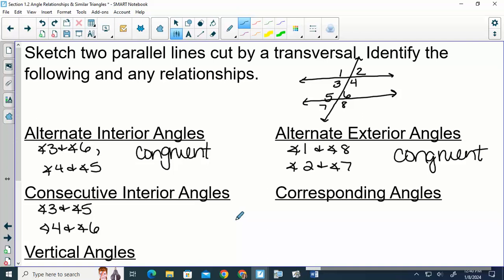Okay, so if I wanted to know what was true about these measures, we know that 3 and 6 have to be equal. And 5 and 6 make a line, so that means 3 and 5 would be a line. So they are supplementary, they add to one another.